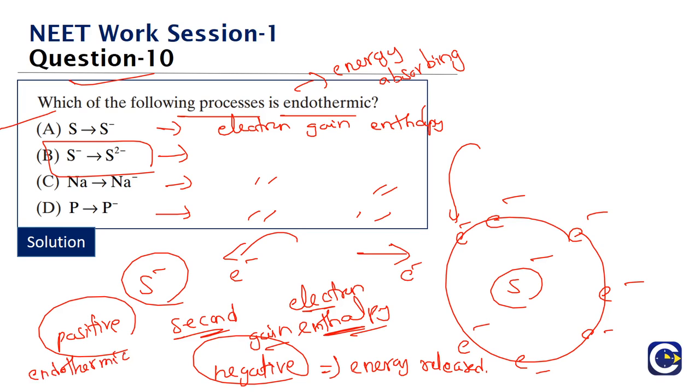Not only in the case of sulfur, even in the case of oxygen, when we try to add the second electron, it will be an endothermic process. It will be an energy absorbing process. So what is the answer for this? It is option B. The second electron gain enthalpy process will be endothermic. It will not release energy, it will absorb energy. We have to supply energy for that.